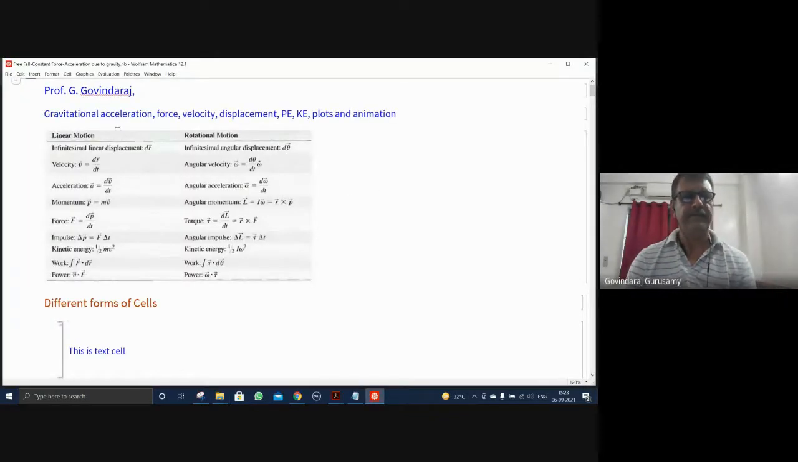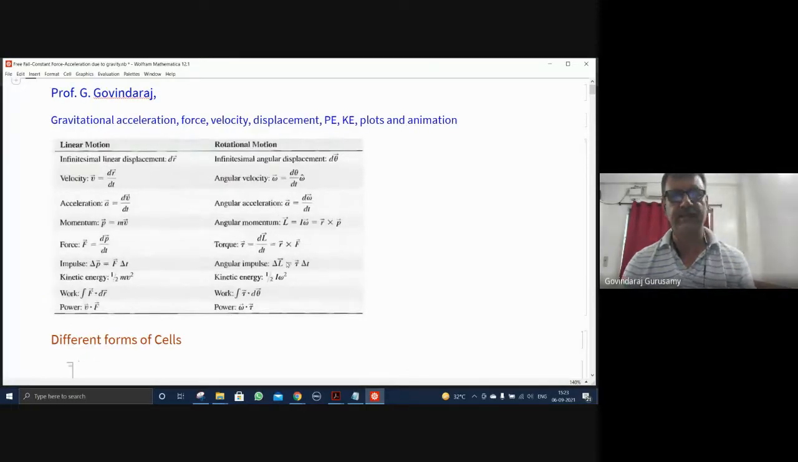Okay, so you're familiar with these things. I think all of them will have at least some exposure at school level and at higher level also. So gravitational acceleration, force, velocity, displacement, potential energy, kinetic energy, plots and animations, which can be done for any of these things which you like. So this is the linear motion, this is the rotational motion, one-to-one correspondence.